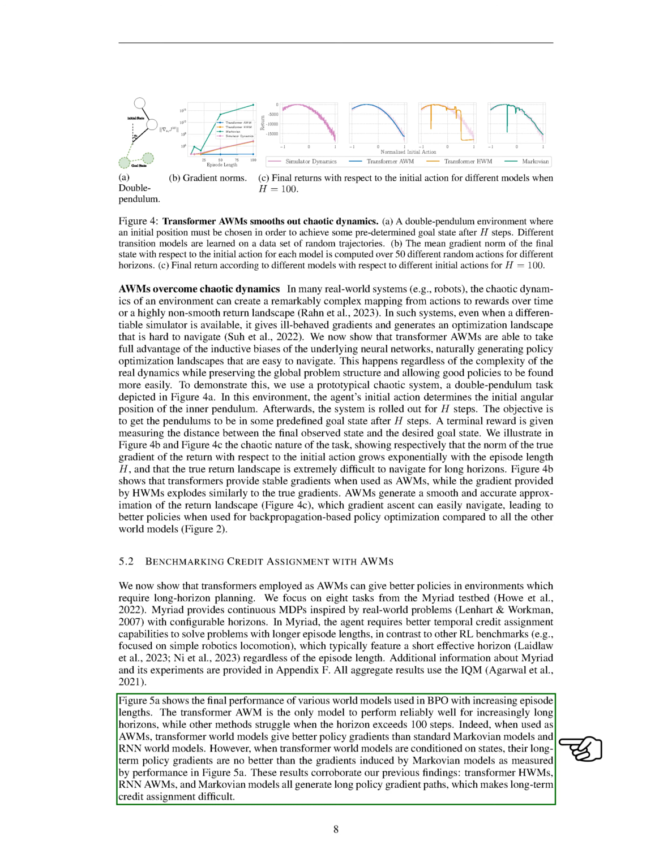Specifically, when employed as AWMs, transformers enable the generation of better policy gradients than what's possible with either standard Markovian models or recurrent neural network, RNN, models. However, it's interesting to note that when transformers are conditioned on states, their advantage in generating long-term policy gradients diminishes, performing no better than Markovian models in this respect. Our findings reinforce the idea that while transformer-based models, RNNs, and Markovian models can all create long paths for policy gradients, this complexity makes it challenging to assign credit effectively over long horizons.